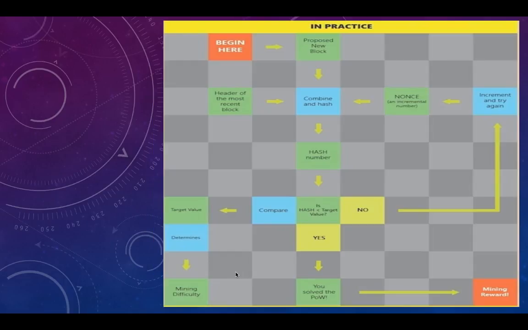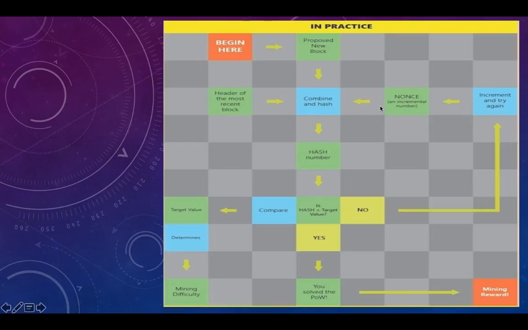So next, here's the proof of work in practice. You begin, like it says up here, I propose a new block. So you combine and hash. You get this header of the most recent block, you combine and hash. And you see here it says nonce, an incremental number.